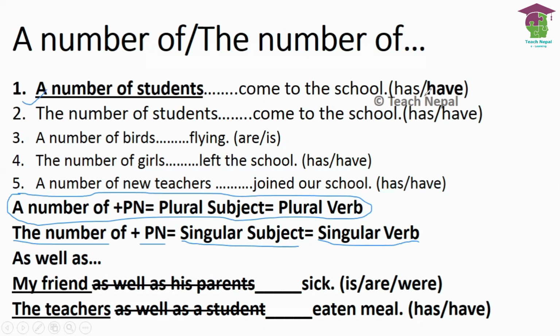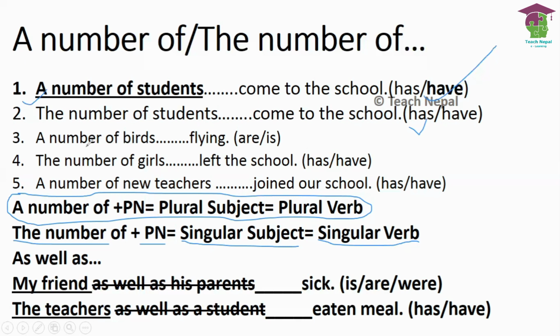This is "have" here. Number 2: the number of students that come to the school. I have told you here, the number of plus plural noun makes it a singular subject. So it is a singular subject, not "the number of students". Now has and have, which one is the singular verb? Has is the singular verb, so we have to use has.